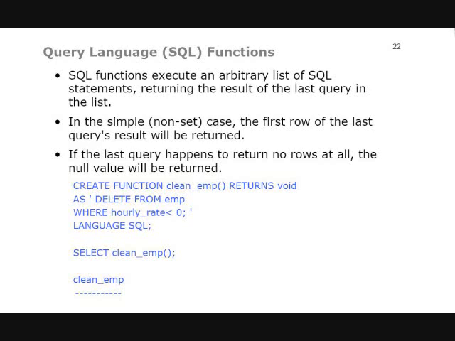I declare that this is going to be in the language SQL, so the commands that I've written are SQL commands, and then I can call that function within a select statement by saying select clean emp. That is going to return the last executed command. In this case, it returns void, because the function doesn't return anything. So if I call it, I won't see a return, but what will happen is the function will execute this. So any employee that has an hourly rate of less than 0 will be deleted from the emp table. So that is a function that returns void.